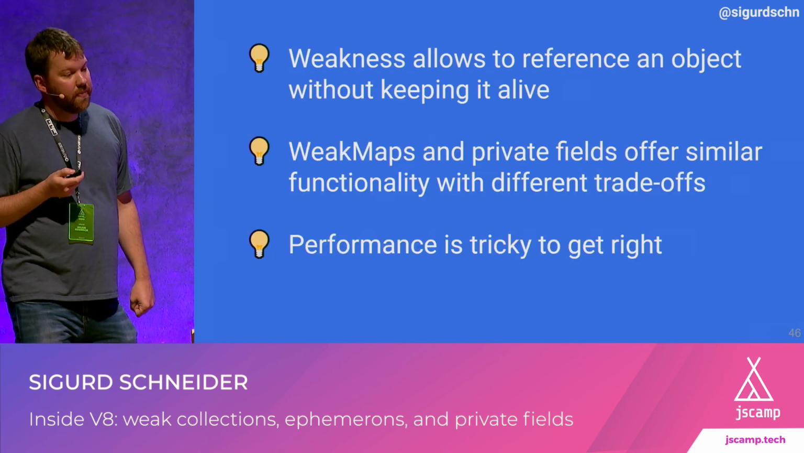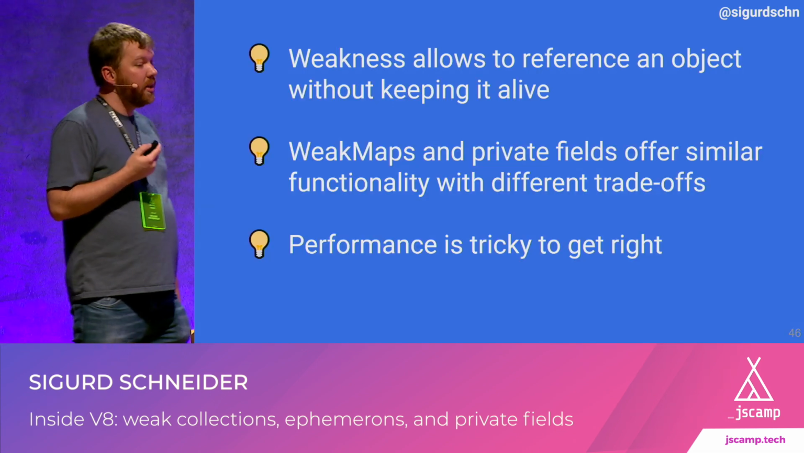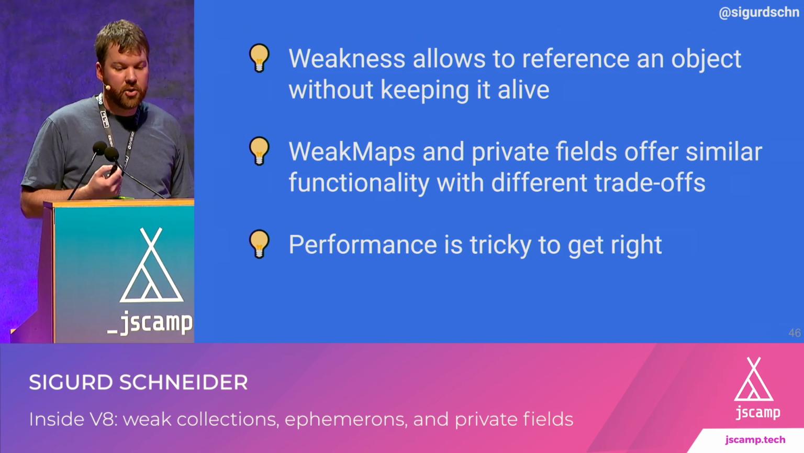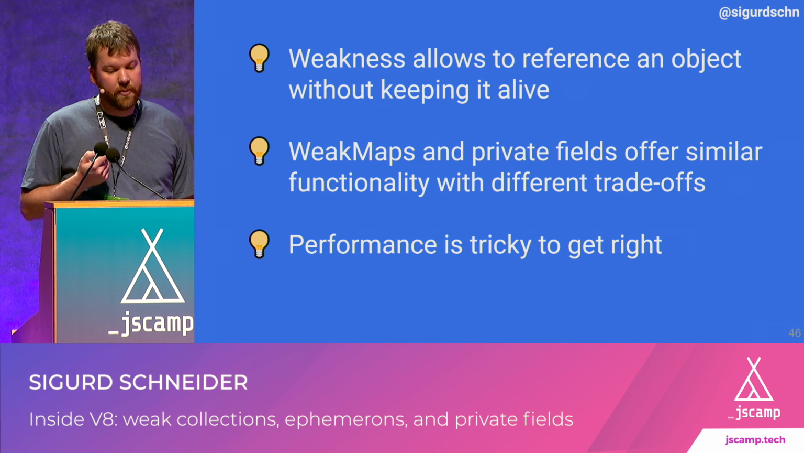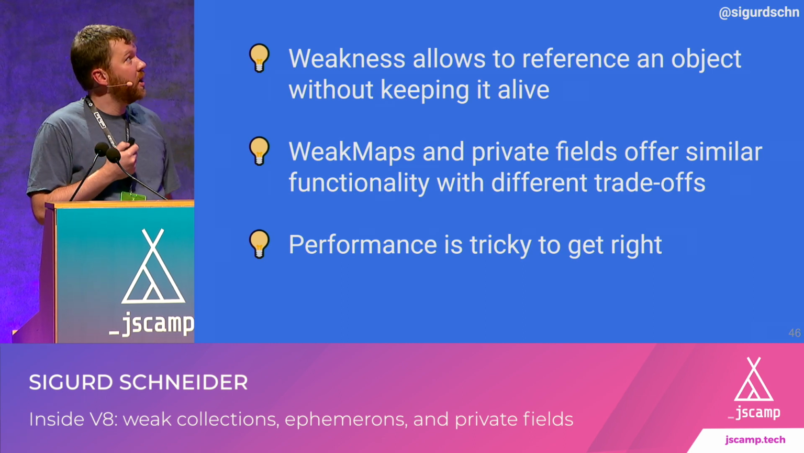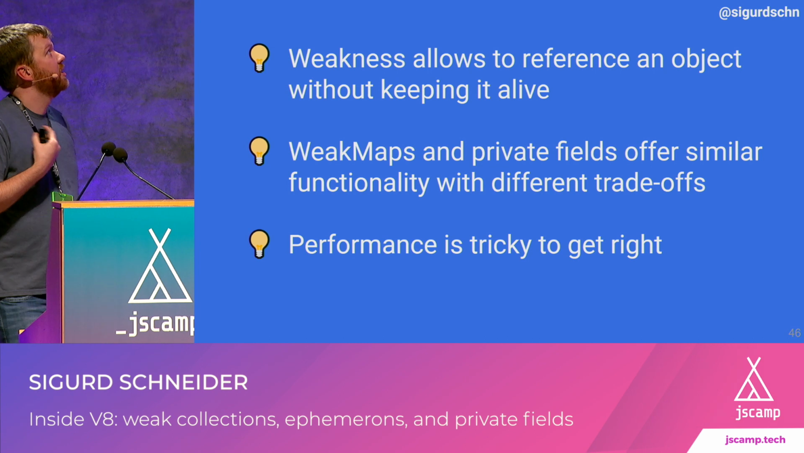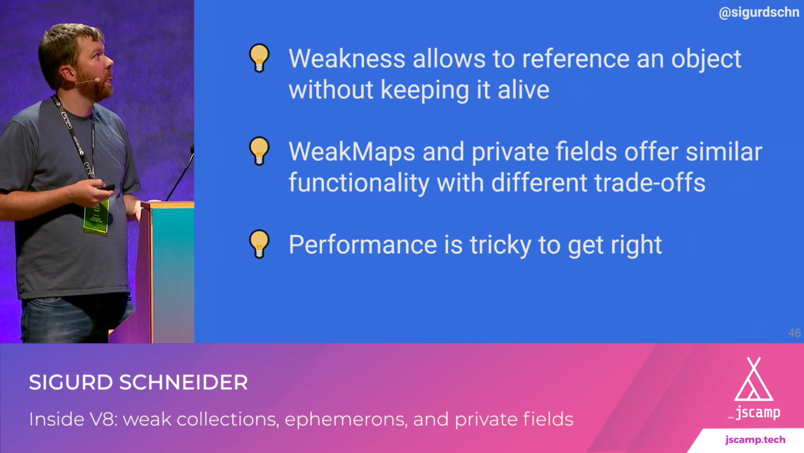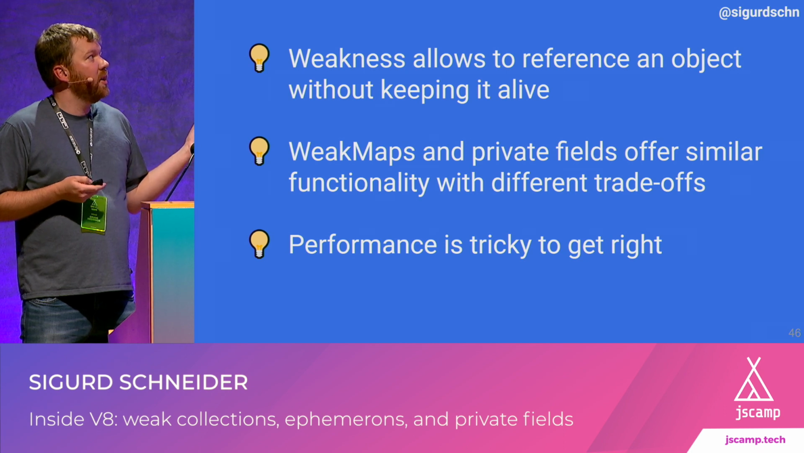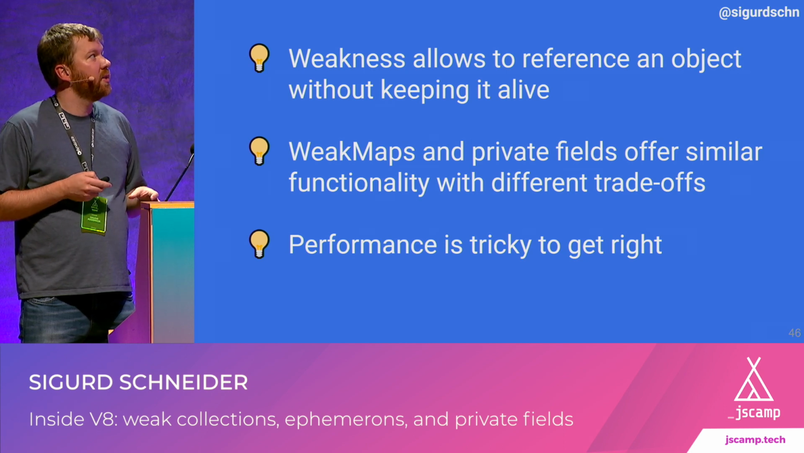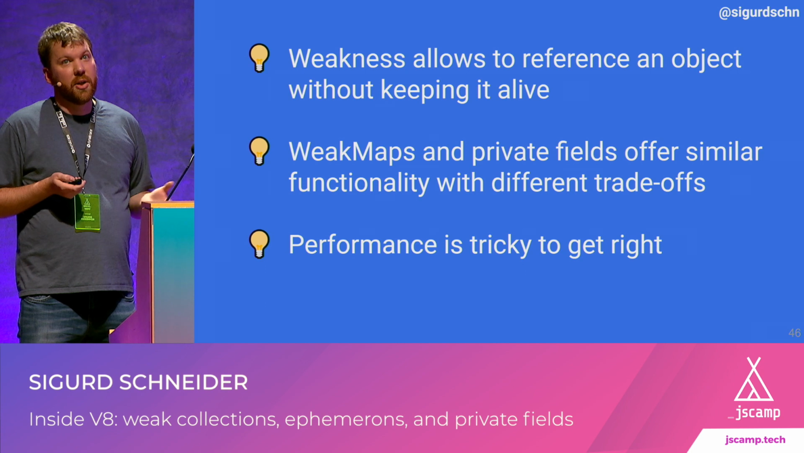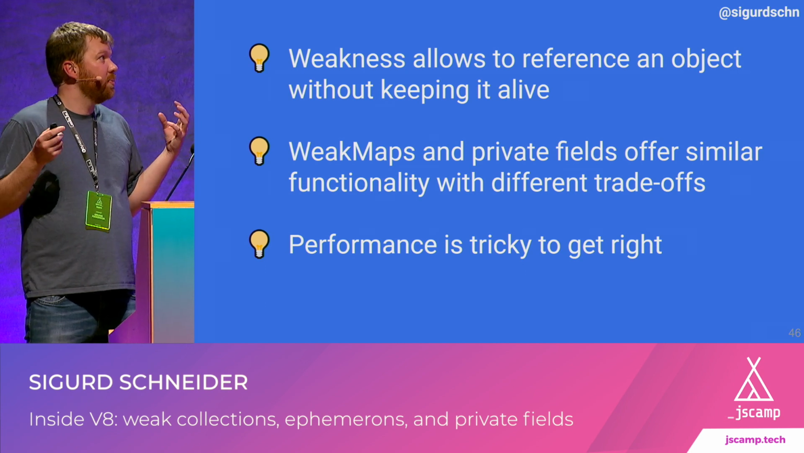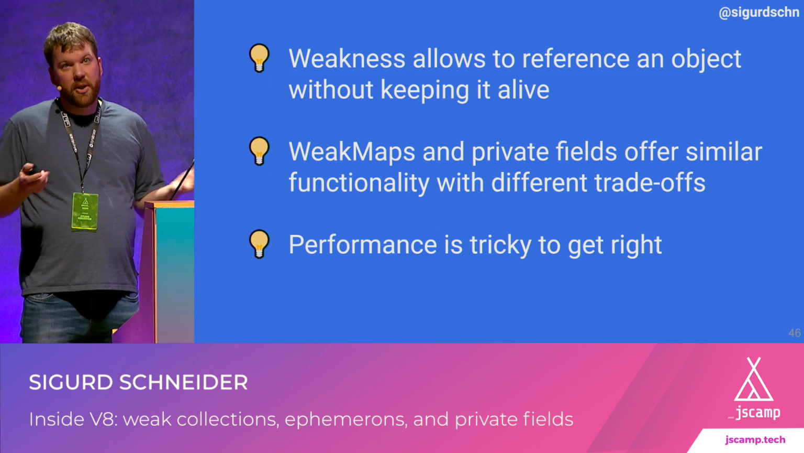Okay, so in summary, weakness allows you to hold a reference to an object without actually keeping the object alive. Weak maps and private fields offer similar functionality, but with different performance trade-offs. And performance from the V8 implementation perspective is always difficult to get right. There are so many things you can create on the web. There might just be your use case that we didn't think about yet.